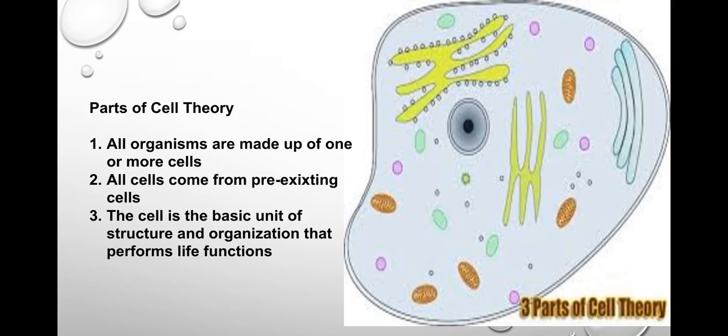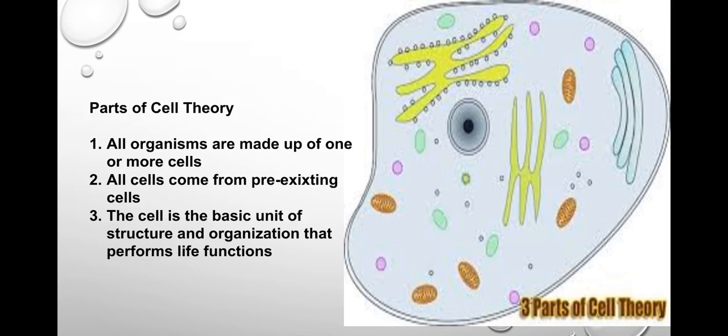Second one, all cells come from pre-existing cells. So basically, everything your body does, it does because cells are directing the action. This means that cells don't just appear out of thin air, known as spontaneous generation. The new cells are always made from current cells.